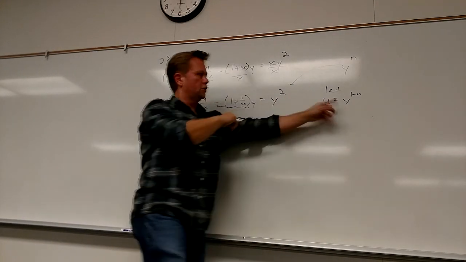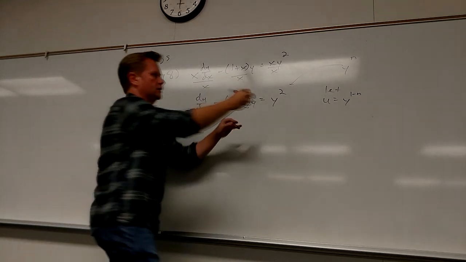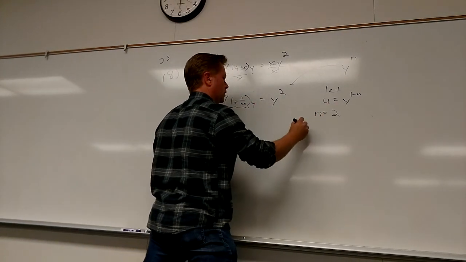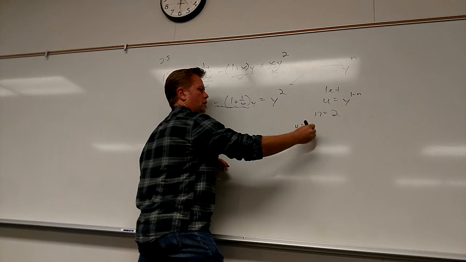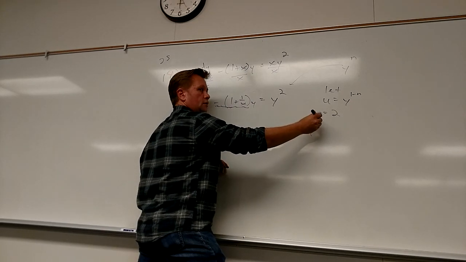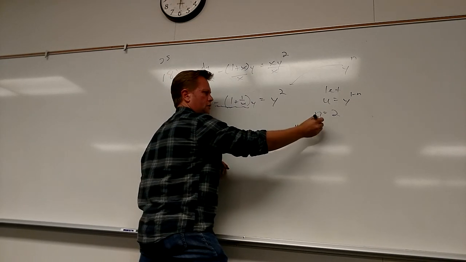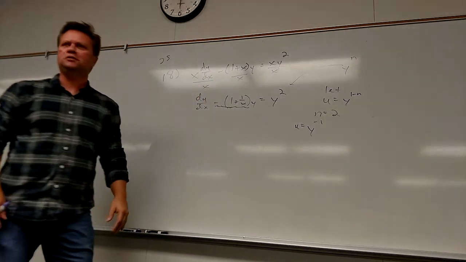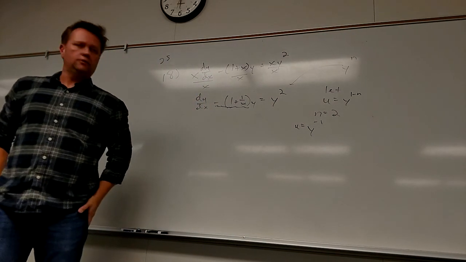So how do you go from there? Let's see, n is 2, right? So u is going to be equal to y to the 1 minus 2, which is negative 1.